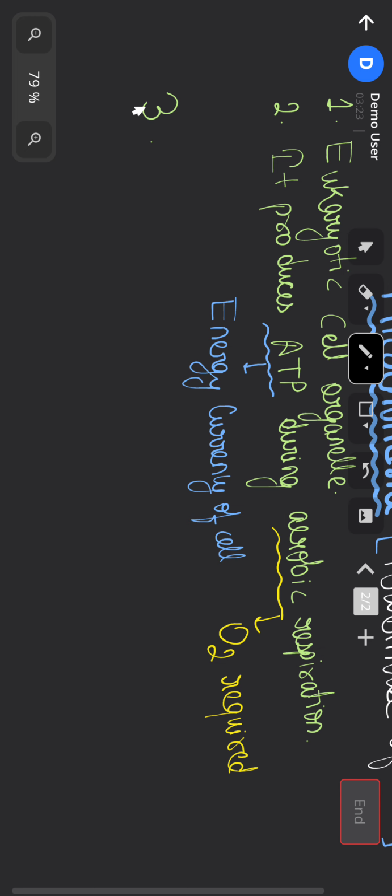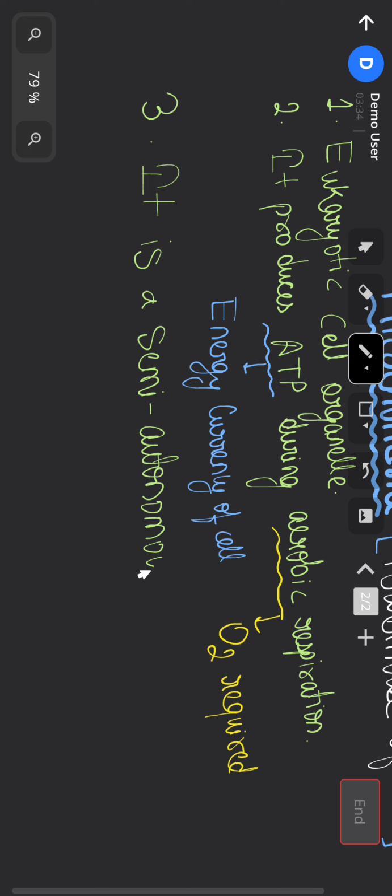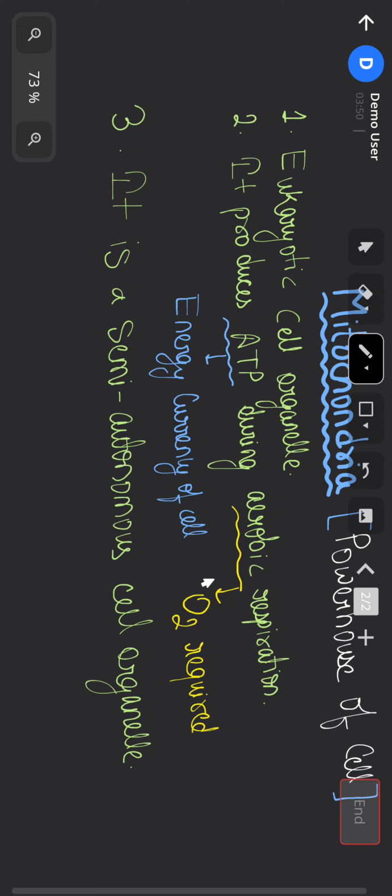And the third point is it is a semi-autonomous cell organelle. Only two organelles are semi-autonomous. One is mitochondria and the other is chloroplast. So now let's move on to the origin of the mitochondria. The mitochondria originated from bacteria itself. So you can say that it is forming a symbiotic type of relationship inside our eukaryotic cell.